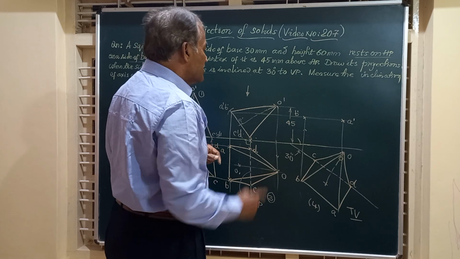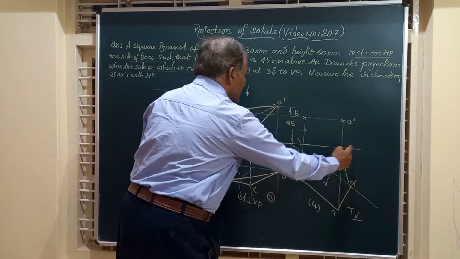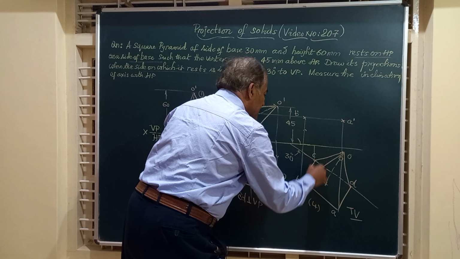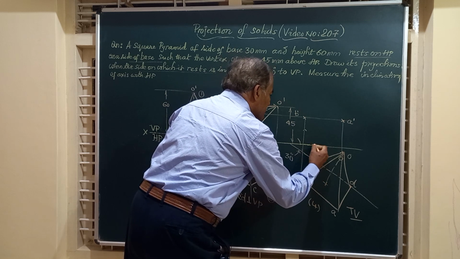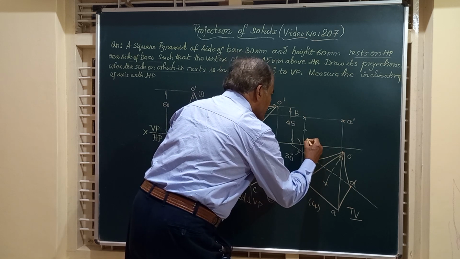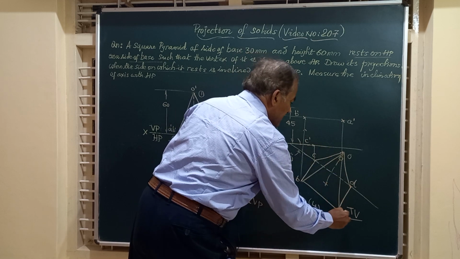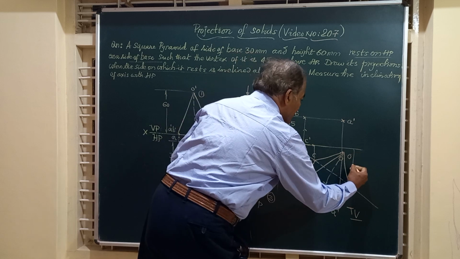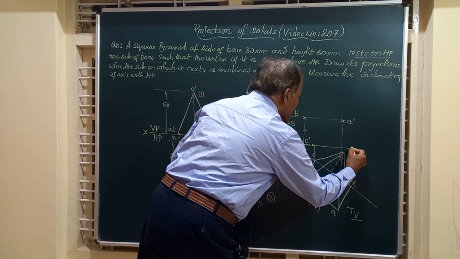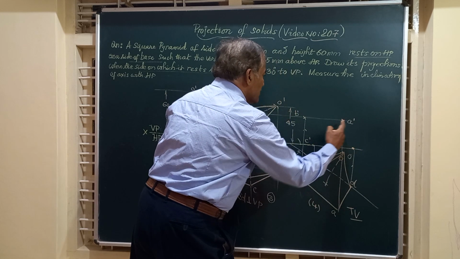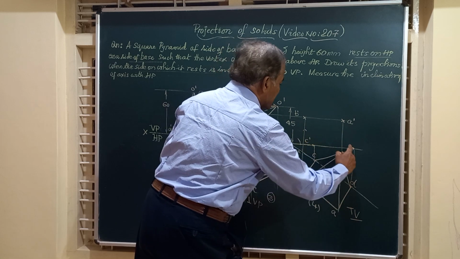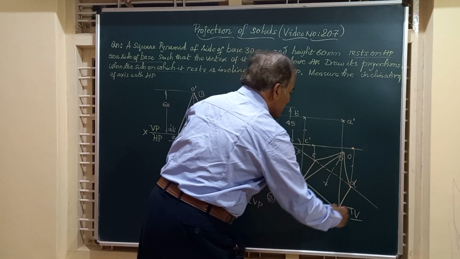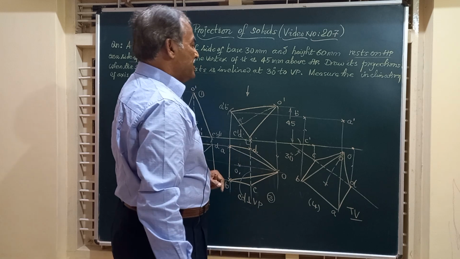Likewise C and D. C and D lie on the XY. So draw a vertical line from here. You will get this point as C dash. And similarly D, a vertical line from here, a horizontal drawn from here. They meet at this point. Friends, you got A dash, B dash, C dash, D dash. That is the four corners of the square pyramid.